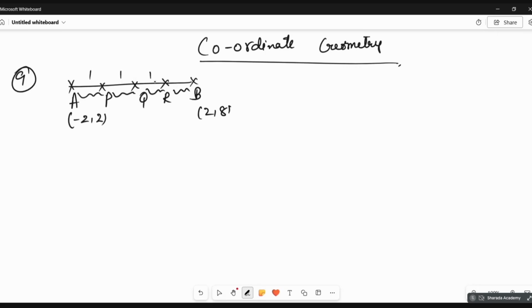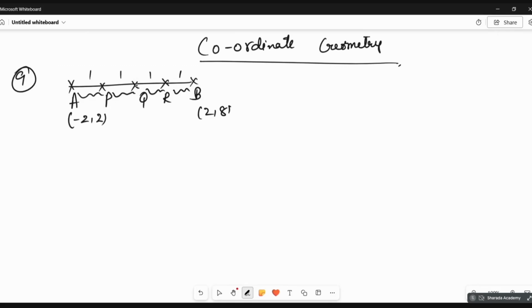So the ratio will be equal, all parts equal. You have to find the points P, Q and R. All 3 we have to find. Again I repeat, AB is the line segment and it has to be divided into 4 equal parts and find the coordinates for that. So AP is one part, PQ is another part, QR is another part, RB is another part. You have to find P, Q, R.